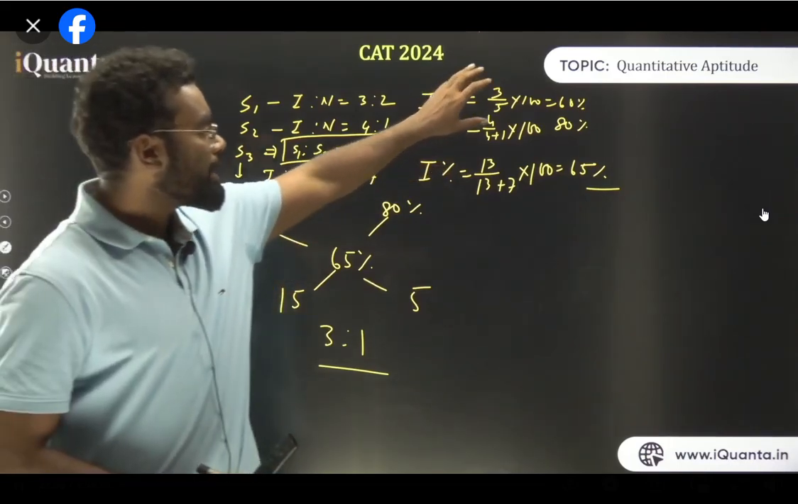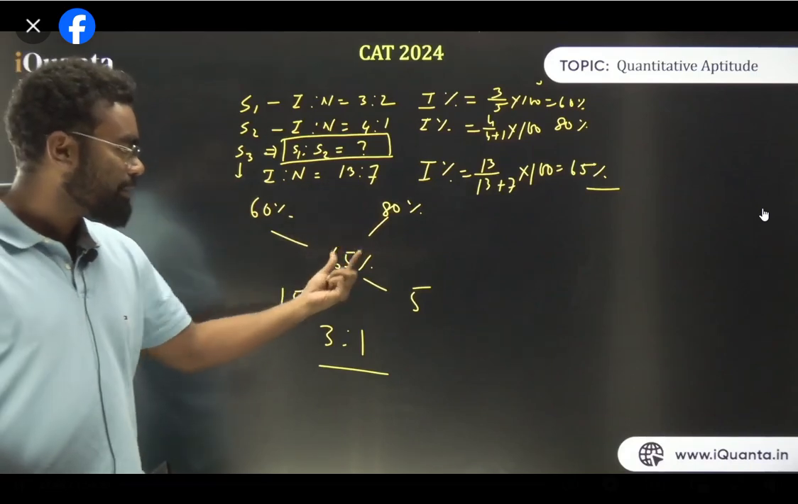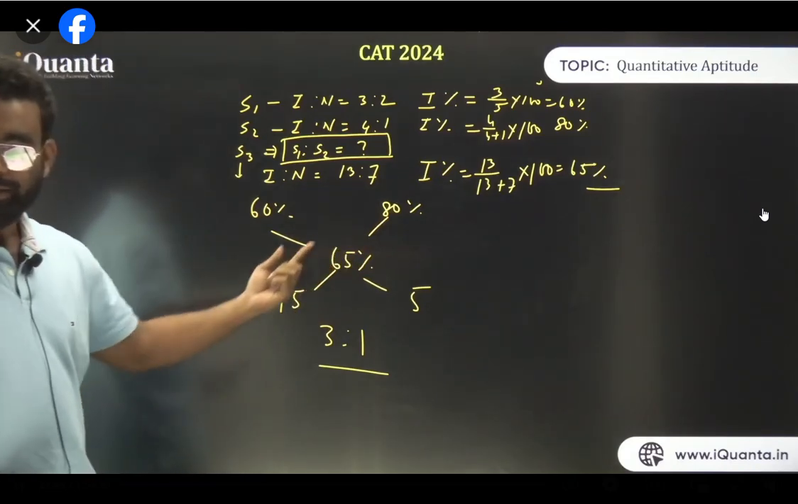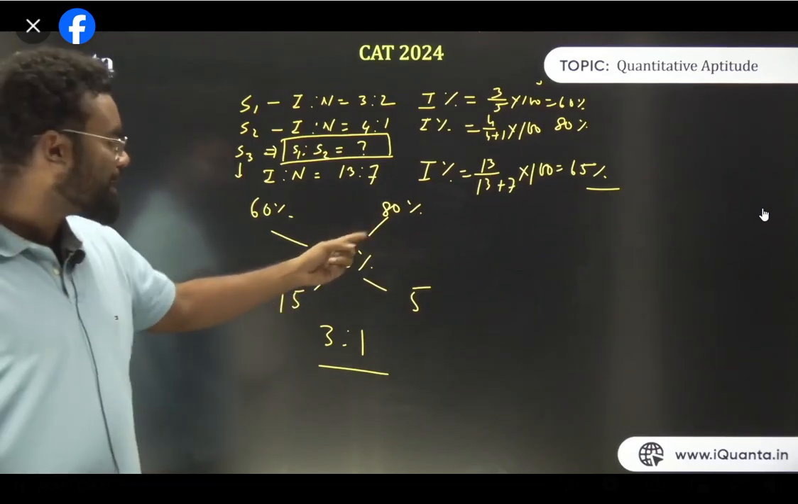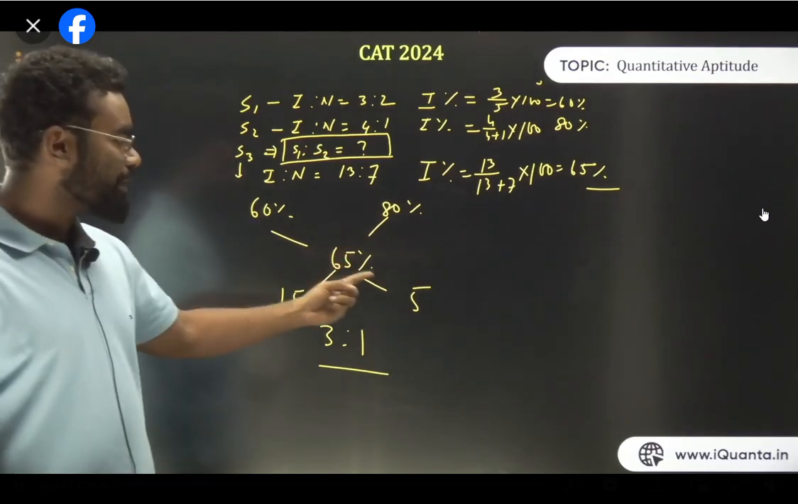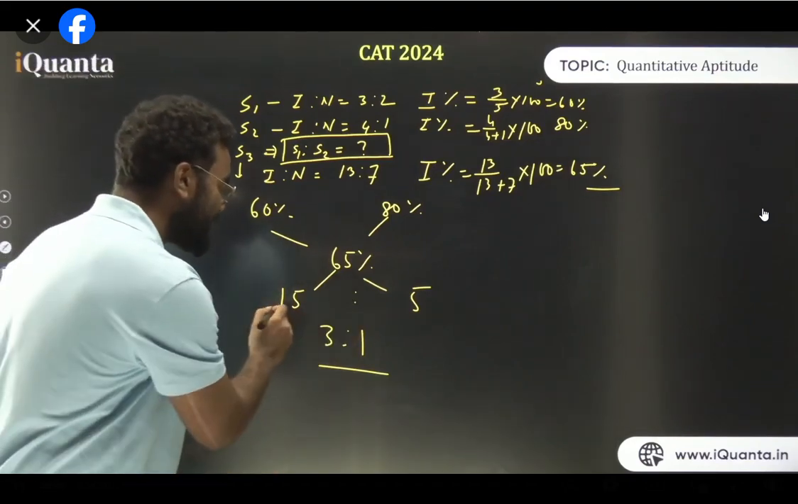So what I did is nothing special. I just took iron percentage 60, iron percentage 80, iron percentage 65. So 60 and 80 are there, and the average is 65. Now find the ratio using the mixture allegation method. 80 minus 65 is 15, and 65 minus 60 is 5. So this is the mixture allegation method. So what is the ratio? That is 3:1, because 15:5 is the same as 3:1.